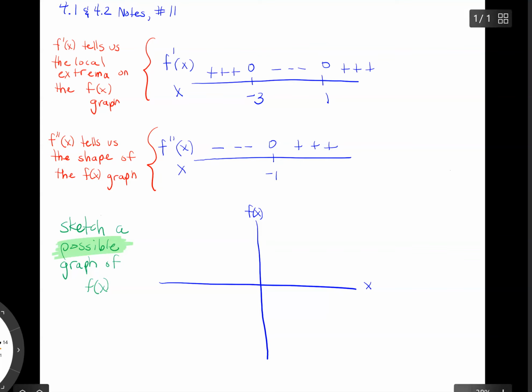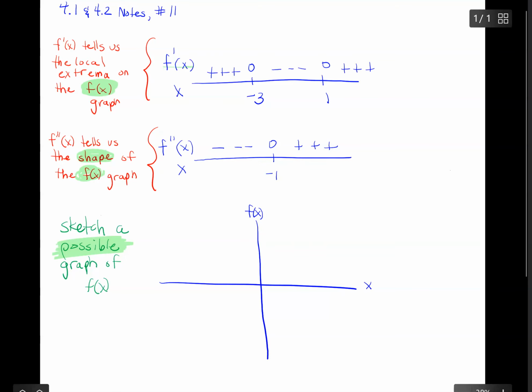So how are we going to do that? Well, I know I'm going to need to read the first derivative graph to get information about the local extrema of the f of x graph. And I'm going to need to read the f double prime sign chart to get information about the shape, or the concavity, of the f of x graph.